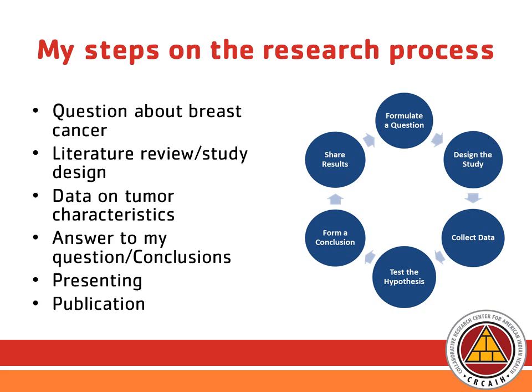Next, I had to find out what has already been researched, so I knew how to design my study. For any research that is done, it's always good to find out what's already out there on the topic, and a literature review is the best way to do that. I then worked to gather data about tumor characteristics involved with triple-negative breast cancer. From there, I used the data to answer the questions I had and form conclusions.